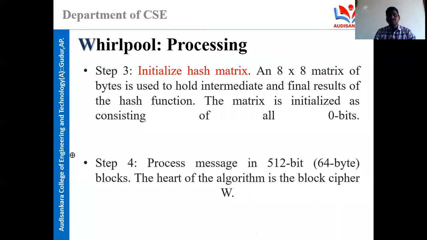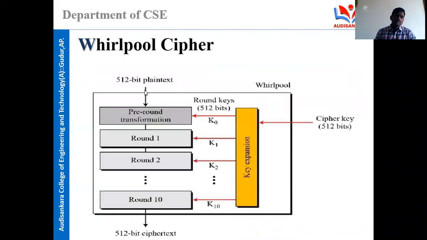The heart of the algorithm is the block cipher. We represent the block cipher with capital W. Let us see about the block cipher. Here we call it the Whirlpool cipher. In this, we take the plain text, which is of size 512 bits. The cipher key is also 512 bits. The round keys generated are also 512 bits.